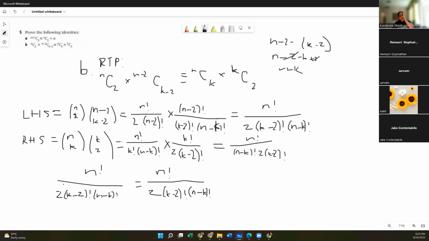So as we can see, your left-hand side equals your right-hand side. Therefore, we can state that your left-hand side, your LHS, is completely identical to your right-hand side, your RHS, as you were required to prove. So RTP, which again stands for required to prove. All right. Anyone have any questions on what we just did?